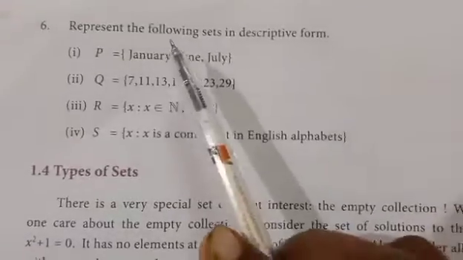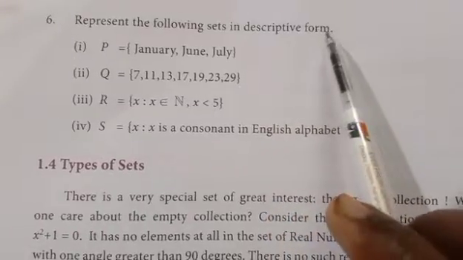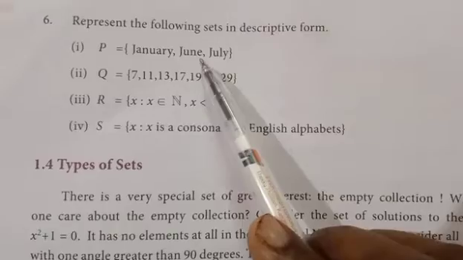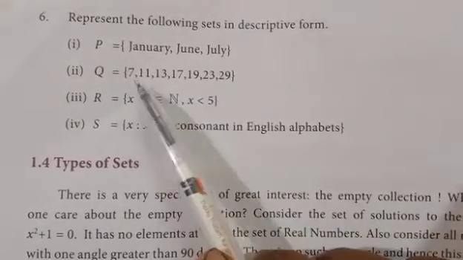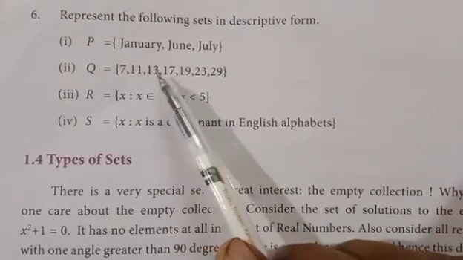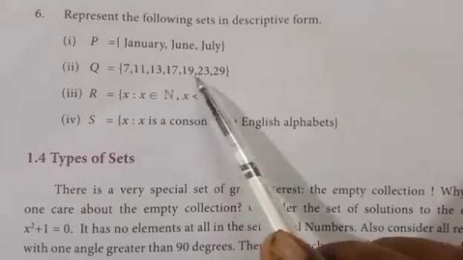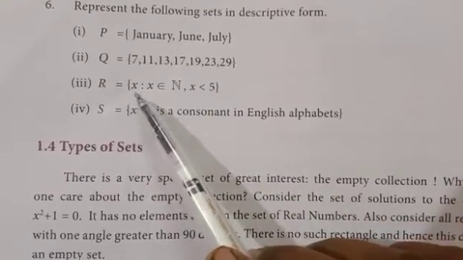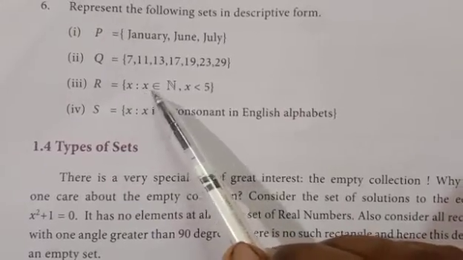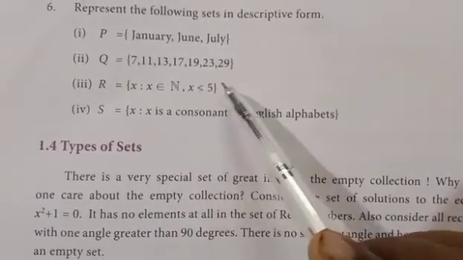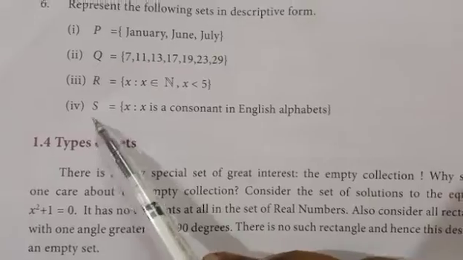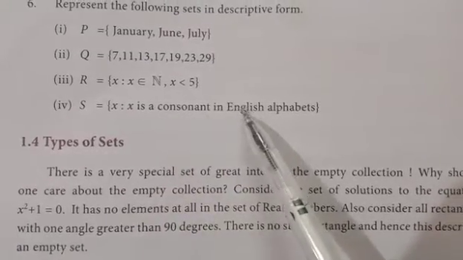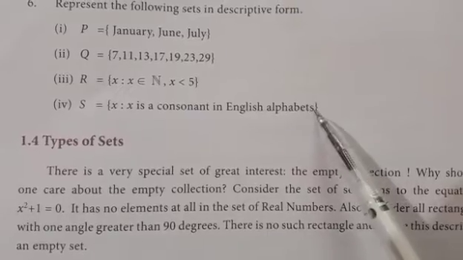Sixth question, represent the following sets in a descriptive form. P is equal to the set of all January, June, July. Q is equal to 7, 11, 13, 17, 19, 23, 29. R is equal to the set of all x such that x belongs to N, x less than 5. S is equal to the set of all x such that x is a consonant in English alphabets.